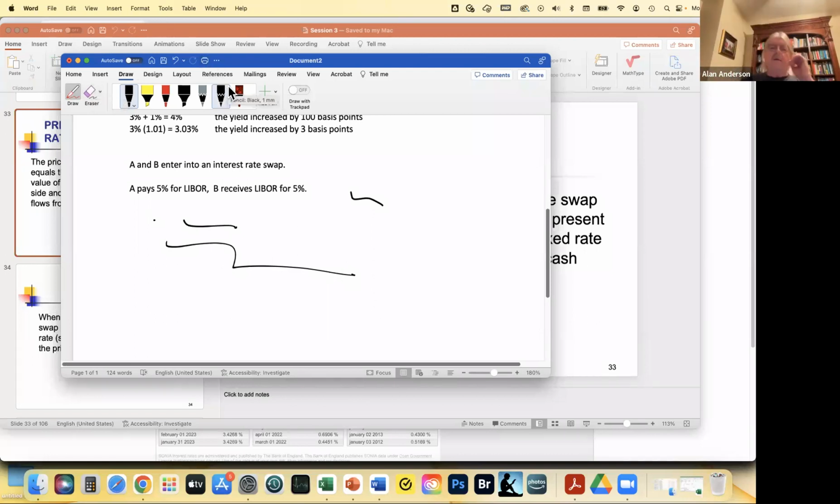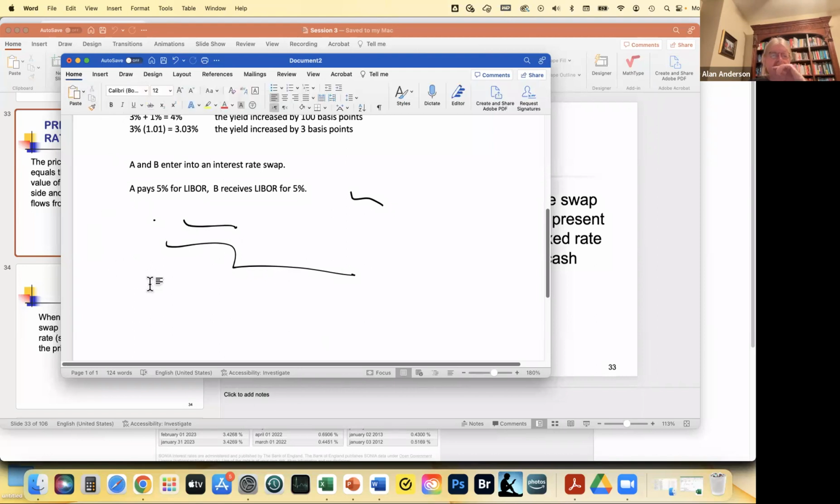All right, so anyway, the bottom line here is this. It doesn't matter what the notional principal was, but initially, let's just say that at the time of the swap, LIBOR is 5%. So that means right now we're trading LIBOR for 5 when LIBOR is actually 5. Therefore, from both sides' perspective, the swap has a value of 0.